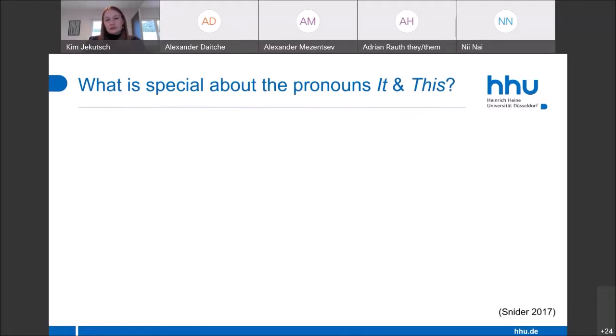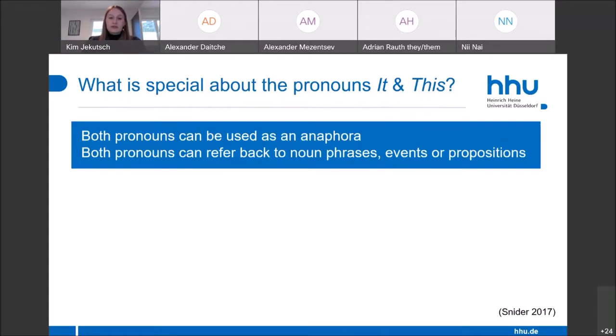So when we talk about impersonal pronouns, it is particularly interesting to consider it and this. Of course, we know that it can also be used as a personal pronoun, but the special characteristic of the pronoun it is that, unlike any other personal pronoun, it can be used for non-personal reference. And today we will concentrate exactly on this impersonal use of it. And this is also exactly the point where it and the demonstrative this are similar. Both pronouns can be used as an anaphora, which means that they are used to refer to a previously mentioned discourse entity. Both pronouns can also refer back to a noun phrase, events, or propositions.